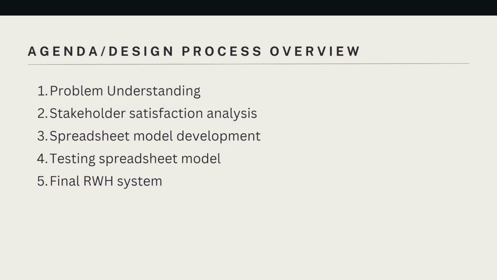Our design process followed 5 key steps: problem understanding, where we researched and contextualized our project; stakeholder analysis, where we analyzed satisfaction criteria; spreadsheet model development, where we developed a focused virtual prototype to model a rainwater harvesting system over 5 years; model testing, where we attempted to optimize satisfaction; and finally, rainwater harvesting system implementation, where we finalized our design choice.